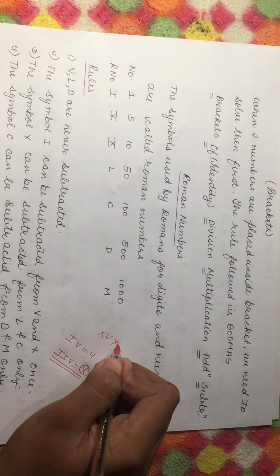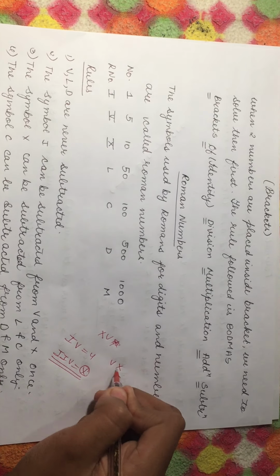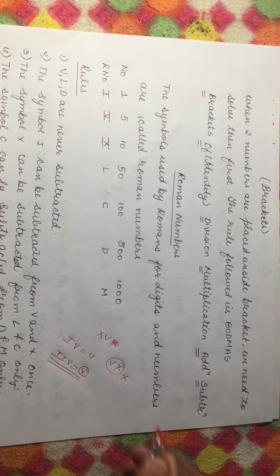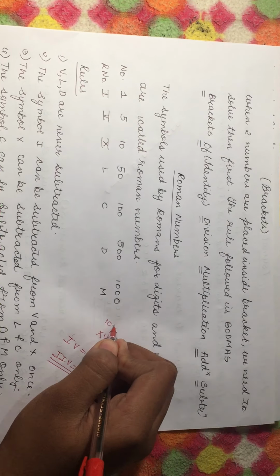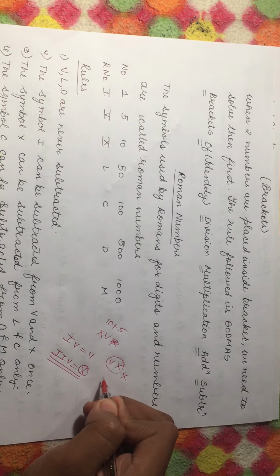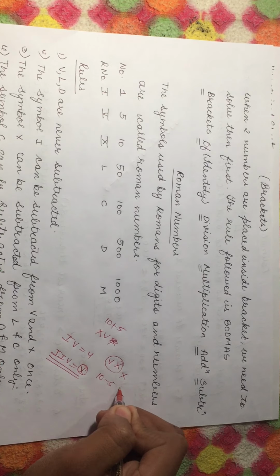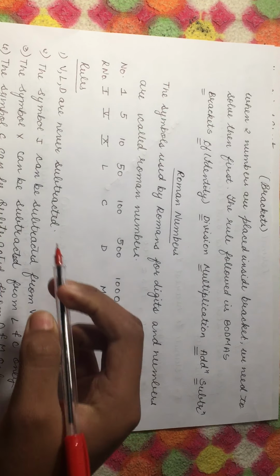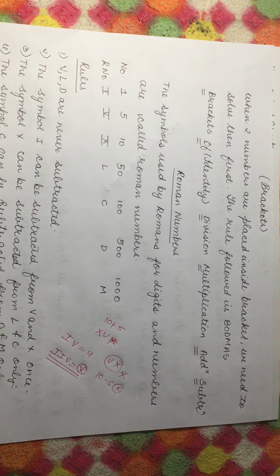This is possible, but if we are writing this one, then this is not possible. This means we have to add 5 to 10, but here we need to subtract 5. This is not possible. Okay. Similarly, symbol C can be subtracted from D and M only.